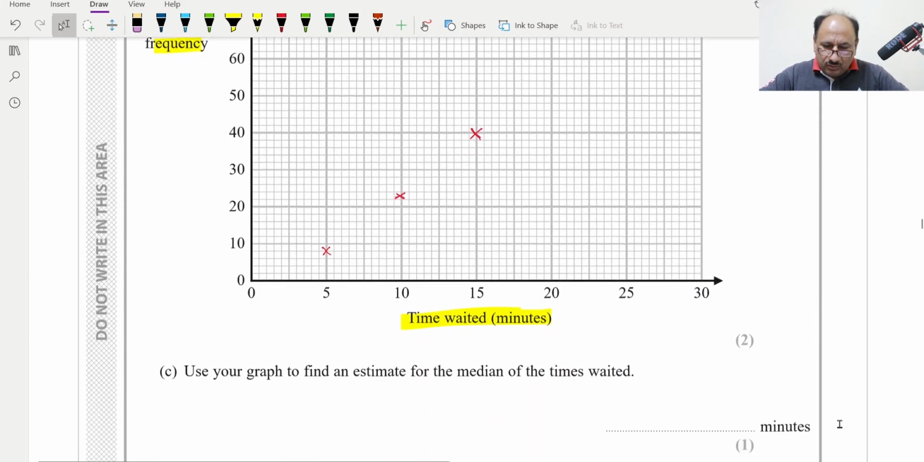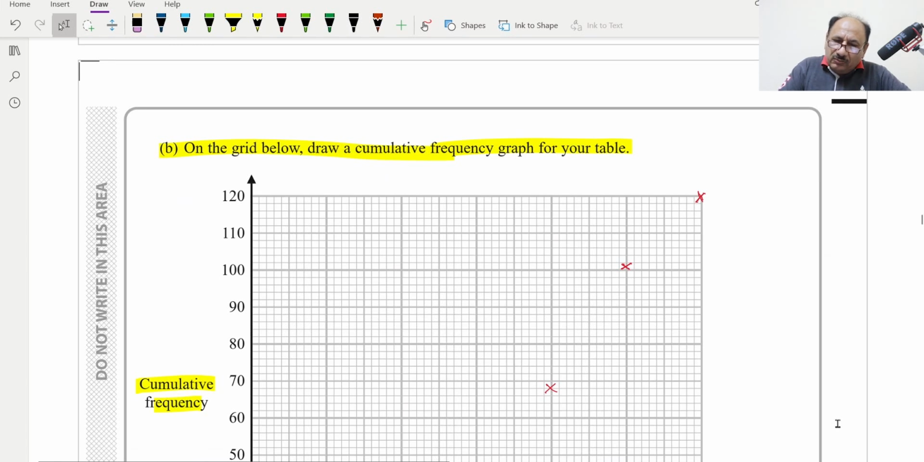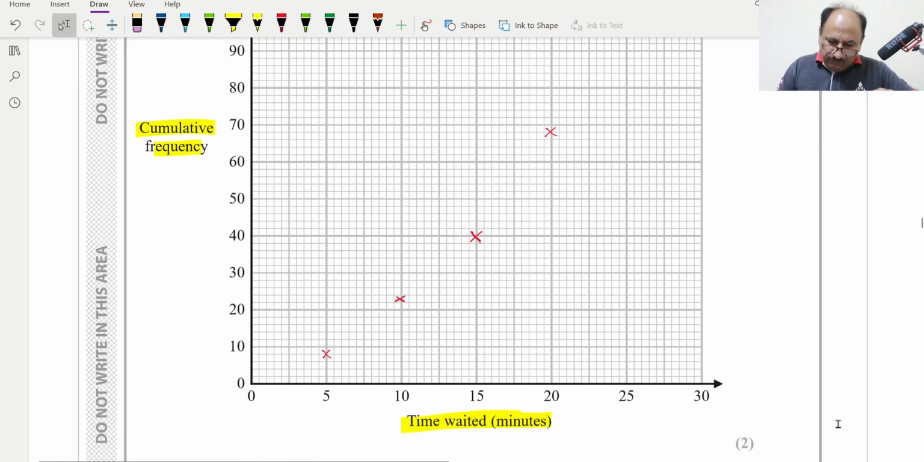Now we have to draw the cumulative frequency curve. Draw a cumulative frequency graph for your table. So for the graph, I will try to draw a smooth curve in pieces, like this one.